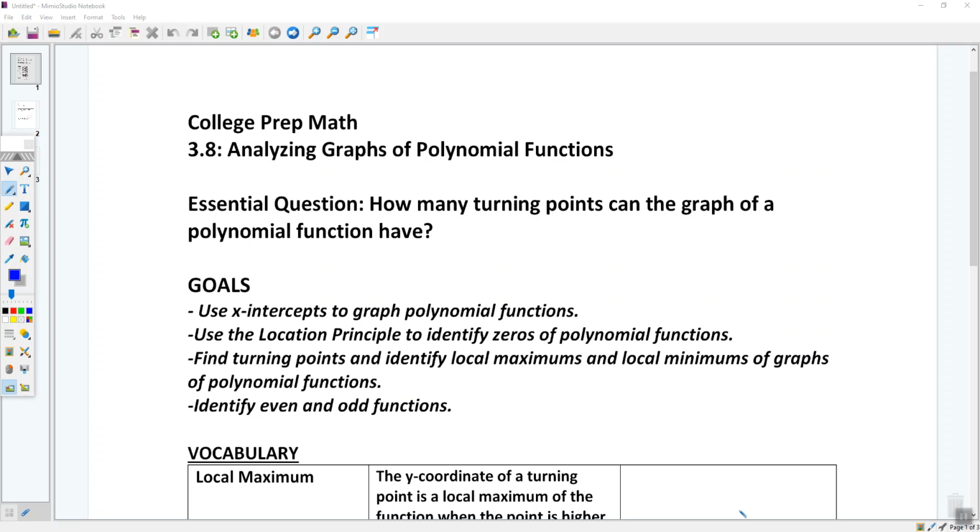Guys, last section we looked at how you transform polynomials. Today we're going to look at more characteristics of this, and our title is Analyzing Graphs of Polynomial Functions. The question we're trying to answer: how many turning points can the graph of a polynomial function have?